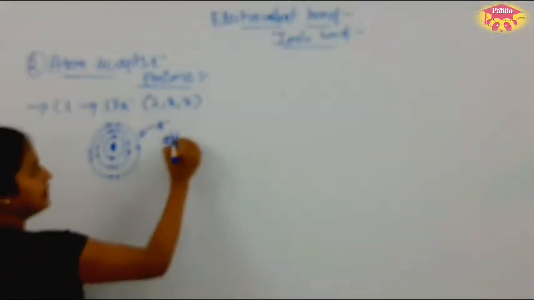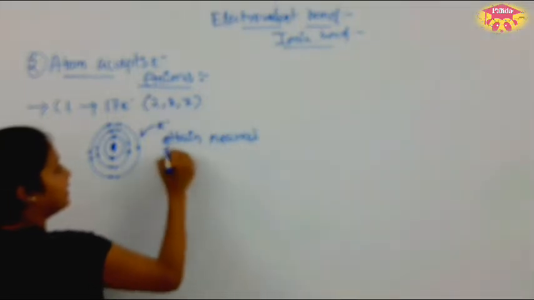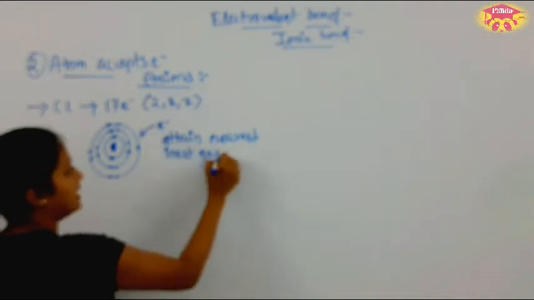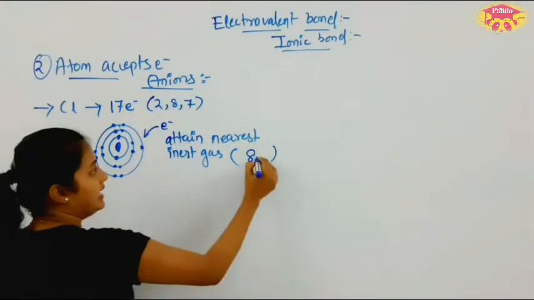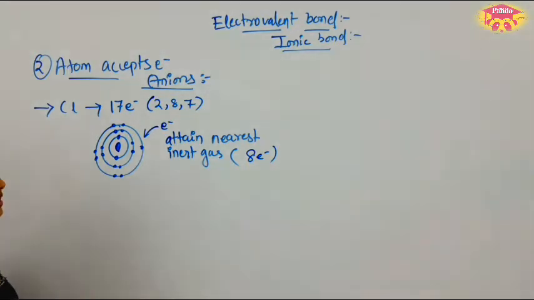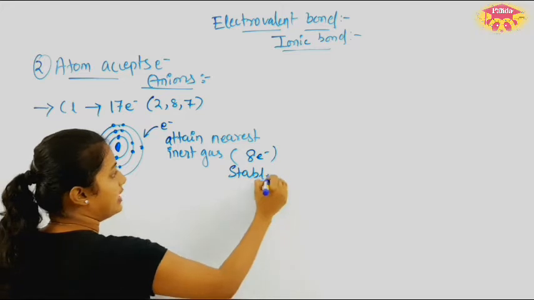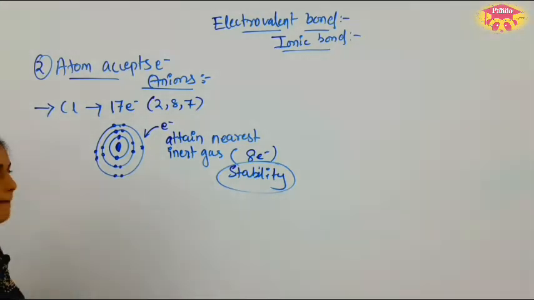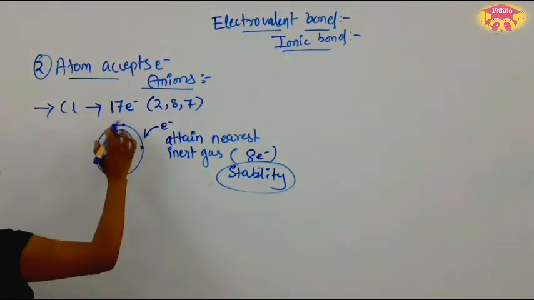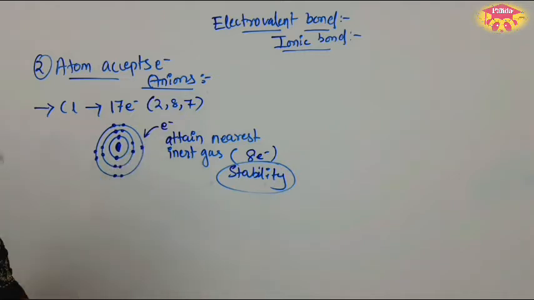Now why is it going to accept electrons, students? To attain the nearest inert gas configuration, which is 8 electrons. We have said it before. Or we can say to attain stability. So the chlorine atom will accept 1 electron to fulfill the outermost orbit.